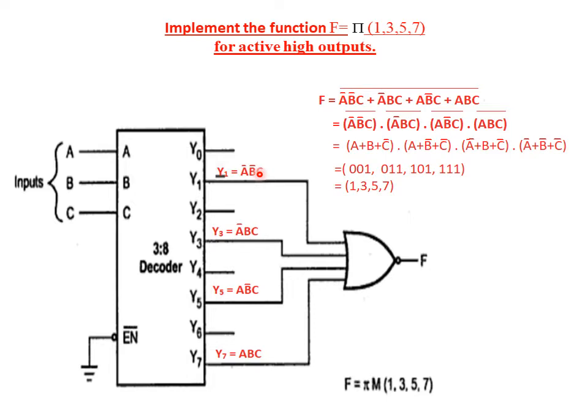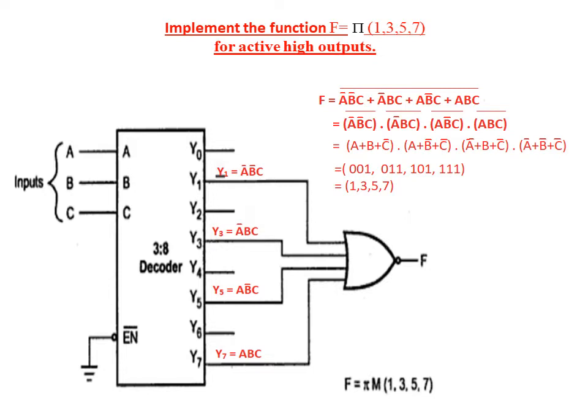So we have taken the outputs 1, 3, 5, 7 here, and for implementing the POS expression for our active high output conditions, we have to use a NOR gate instead of an OR gate. So we are using a NOR gate here. The expression at this position is A bar B bar C plus A bar B C plus A B bar C plus ABC, the whole complemented.